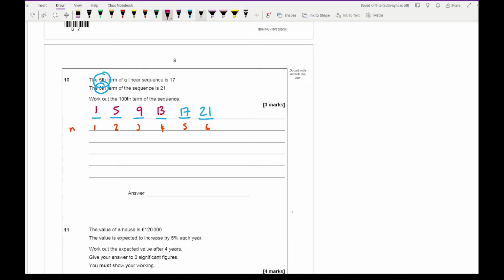Now from this I can then work out what the nth term is, so the nth term is going to be equal to 4n minus 3, and then to work out the 100th term, all I've got to do is substitute n equals 100, so it's going to be 4 times 100, take away 3, which gives me 397.